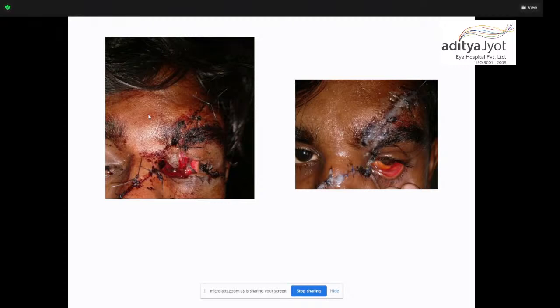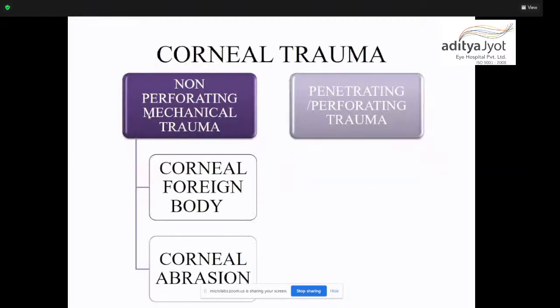There are a lot of postgraduates here, so I want you to get the terminologies right, whether it's a globe rupture, whether it's a penetrating injury, perforating injury, a partial thickness, full thickness. Ocular trauma scoring should be done properly, and the BETS classification should be done properly.